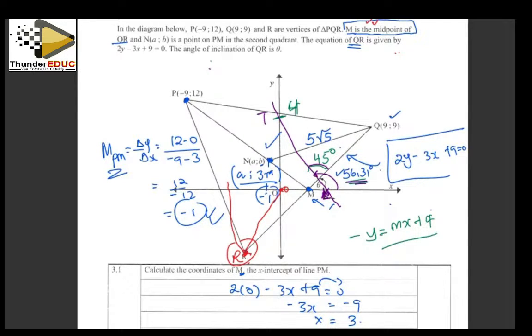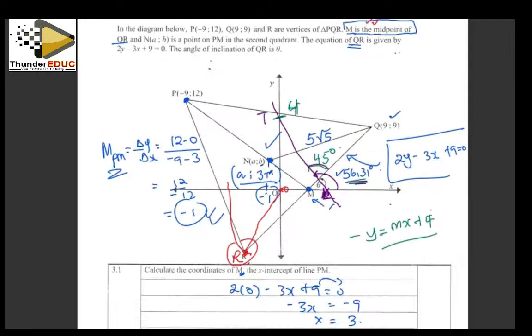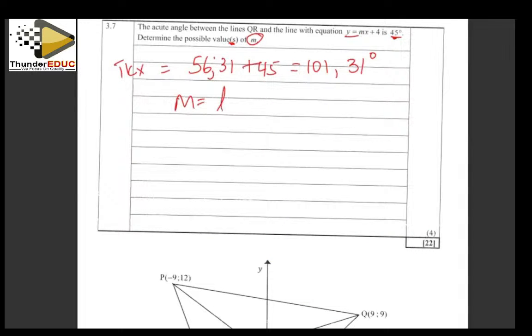Let me call this angle T, A and X. Now for me to get the gradient of this line, remember it's sloping downwards, which means it's negative. Then M is equal to the tan of theta. So I'll use the tan of 101,31.